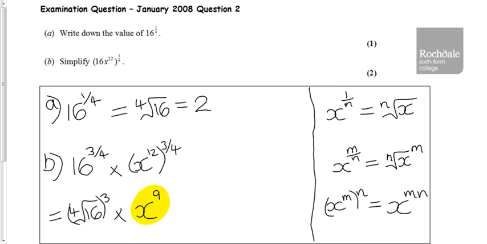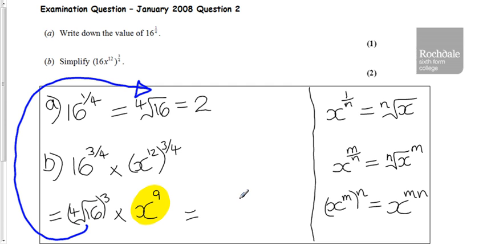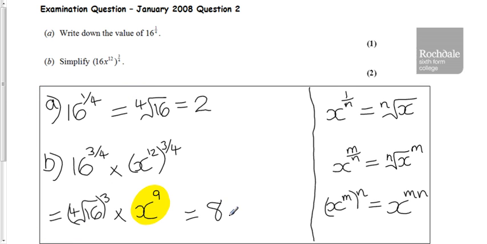Let's make sure we get both marks by finishing off the first bit. Now you can see a link to part A here, the 4th root of 16. We've already worked that out from part A. It's 2. So the 4th root of 16 is 2, and then we need to cube that. 2 cubed is 2 times 2 times 2, which is 8, times x to the power 9, and that is the answer for part B.